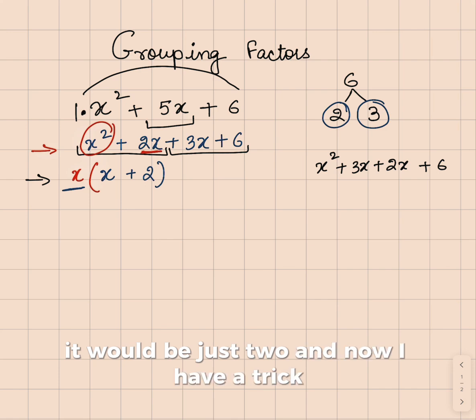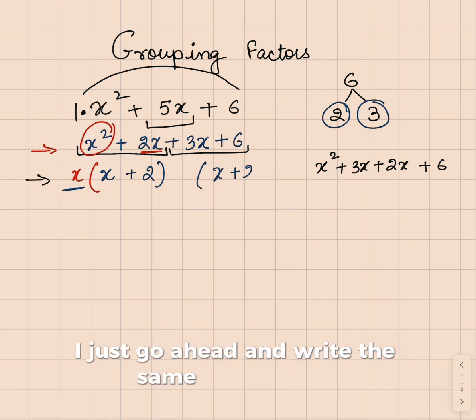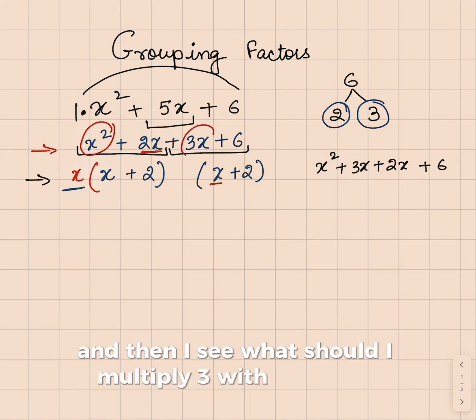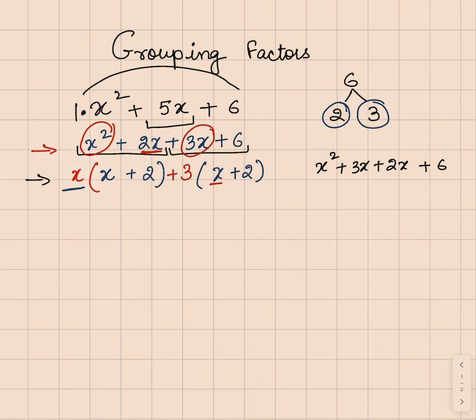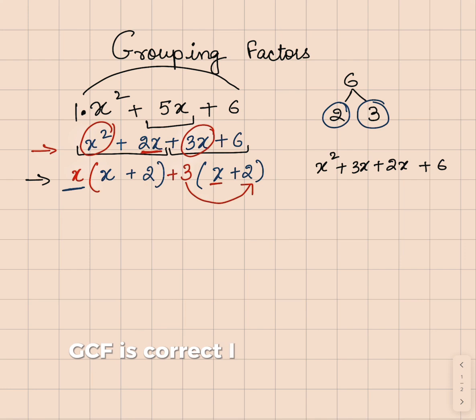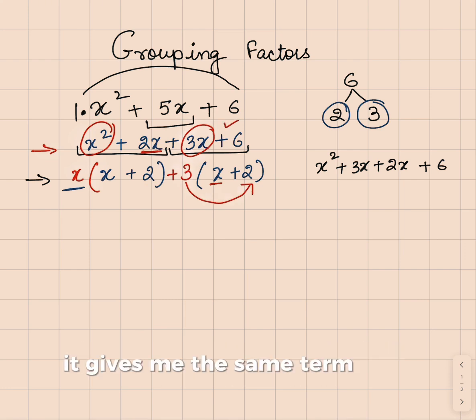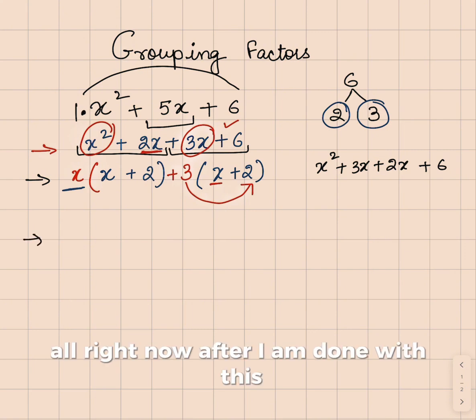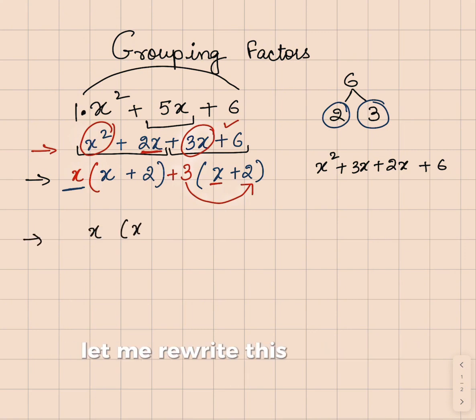And now I have a trick. I just go ahead and write the same parentheses. And then I see what should I multiply 3 with to get 3x, which would be just 3. And to make sure my factors are correct, GCF is correct, I can multiply 3 with 2 to check if it gives me the same term back. Alright, now after I am done with this, let me rewrite this for more clarity.